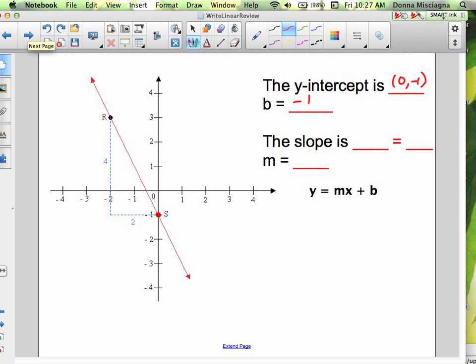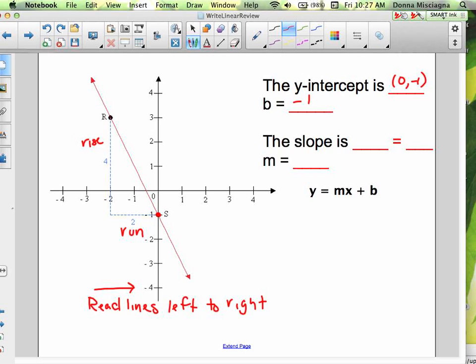Our slope I have actually on there. This would be the rise. And this is the run. Right, we read lines left to right. Okay, so we read lines this way. Just like you'd read words in a book, right? Read lines left to right.